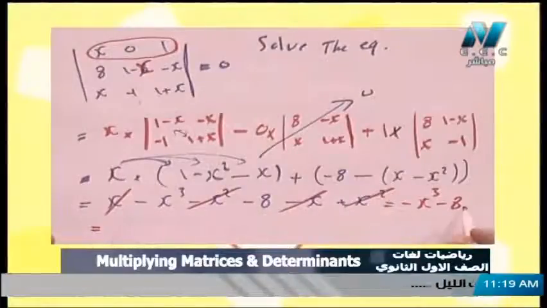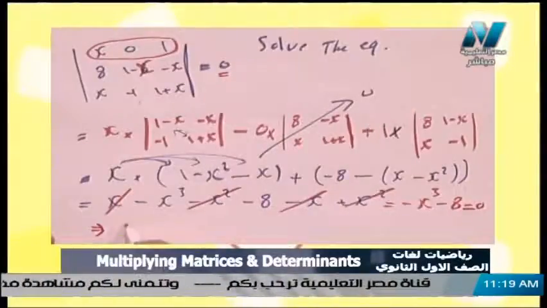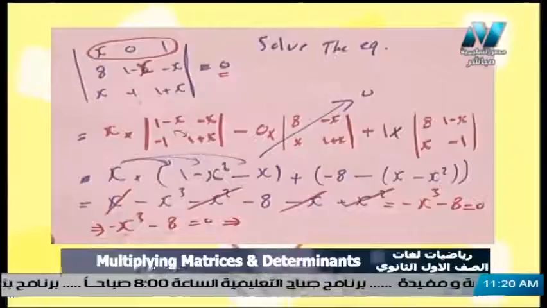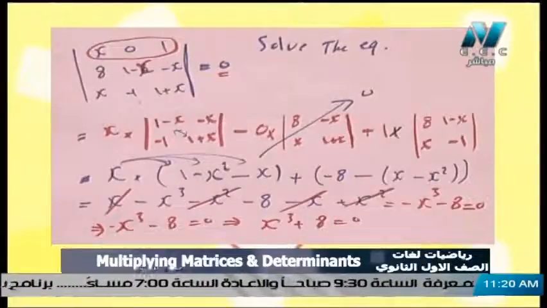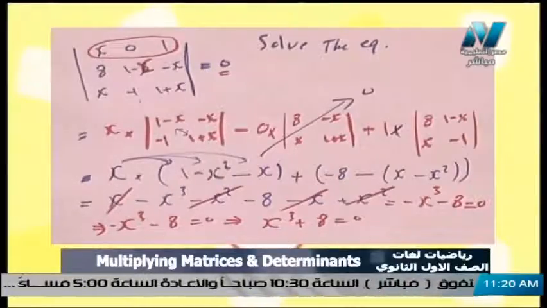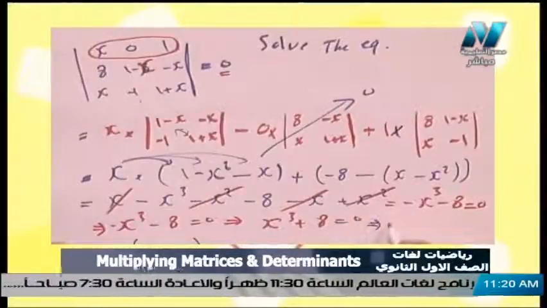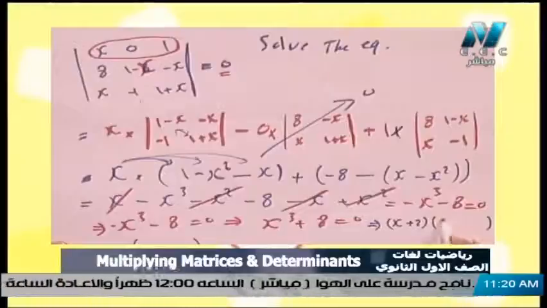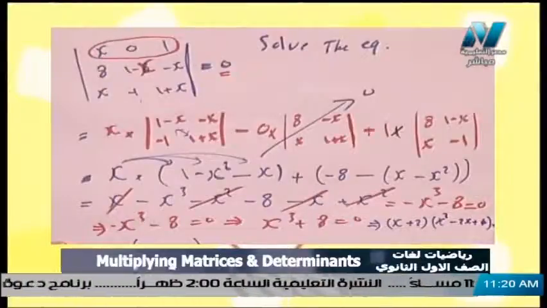Which equals, of course, 0, because this determinant equals 0. So we have negative x power 3 minus 8 equals 0, and we can multiply it by negative 1, so x power 3 plus 8 equals 0. By factorizing this as the sum of two cubes, we know that the sum of two cubes will factorize like that. We can factorize it here: x plus 2 multiplied by x power 2 minus 2x plus 4. All of them equal 0.